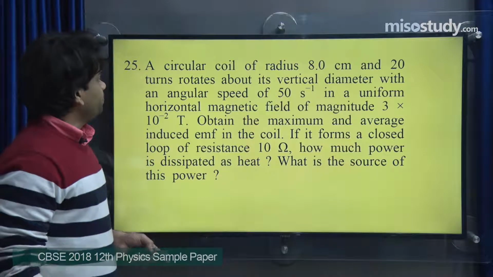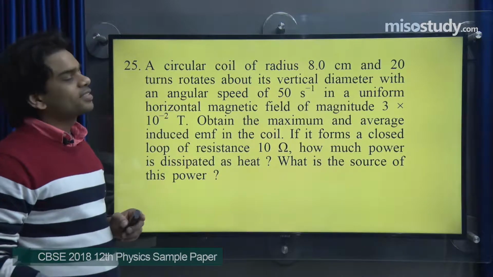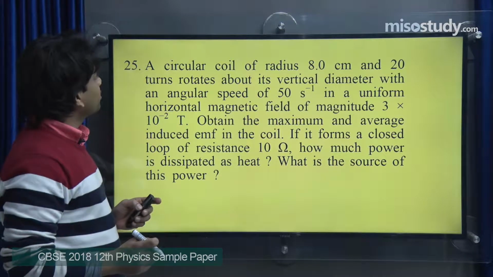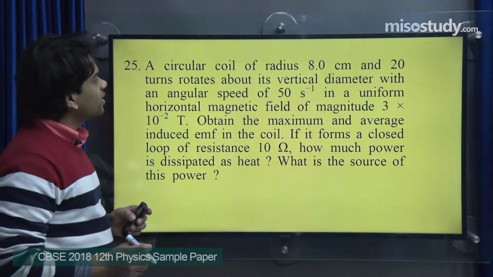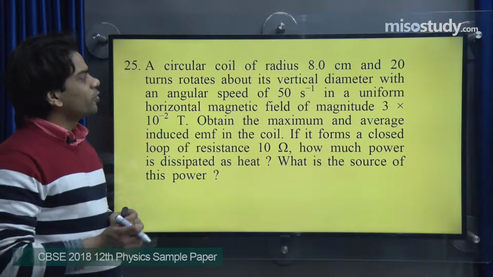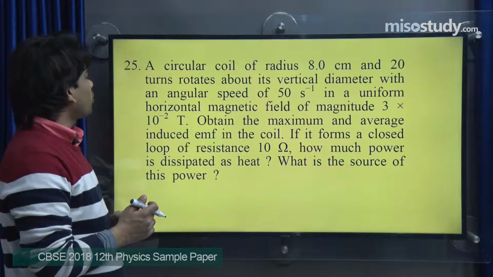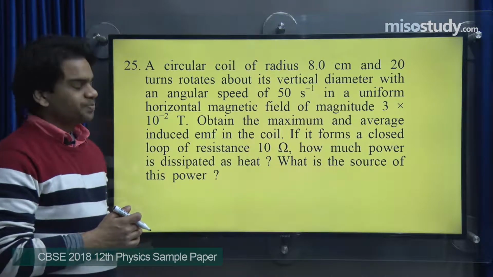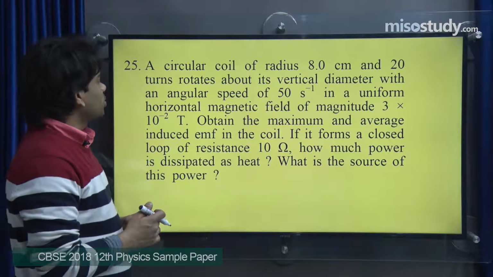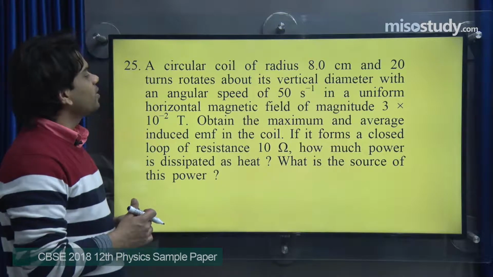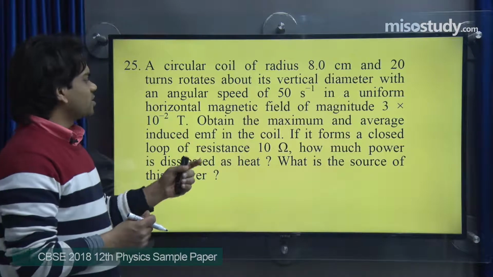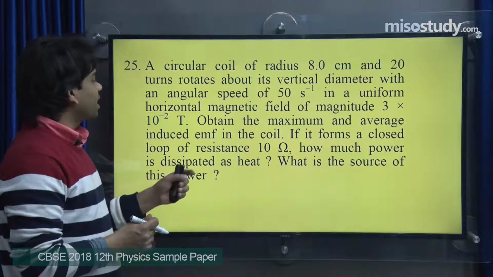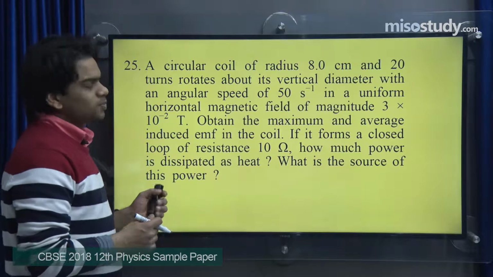Question number 25. A circular coil of radius 8 cm and 20 turns rotates about its vertical diameter with an angular speed of 50 per second in a uniform horizontal magnetic field of magnitude 3 × 10^-2 Tesla. Obtain the maximum and average induced EMF in the coil. If it forms a closed loop of resistance 10 ohm, how much power is dissipated as heat? What is the source of this power?